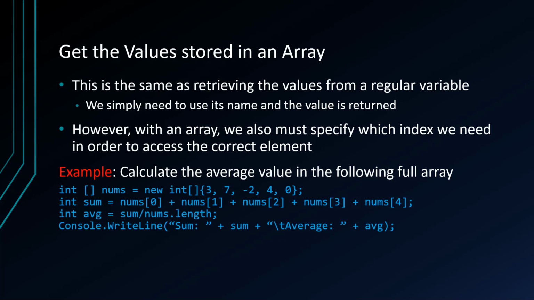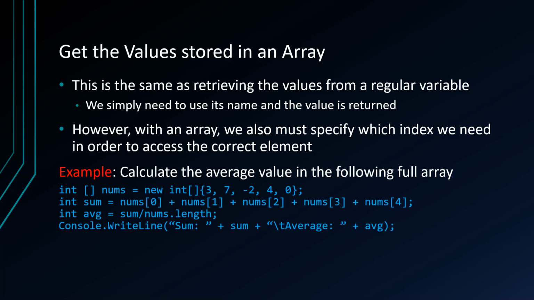But what else can we do? Well, how do we actually get values from the array? The same way that we do for regular variables. We just specify its name, but we have to add an extra bit of also specifying which specific index we want. So in this little example I have here, this one calculates the average element in this array. I've created a new integer array called nums, and I've set the values when I defined it to 3, 7, -2, 4, and 0.